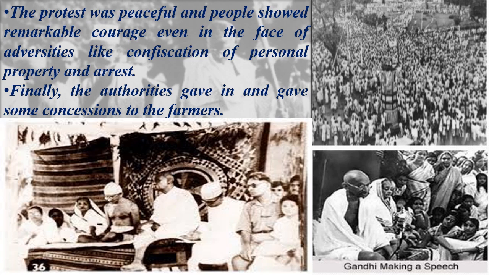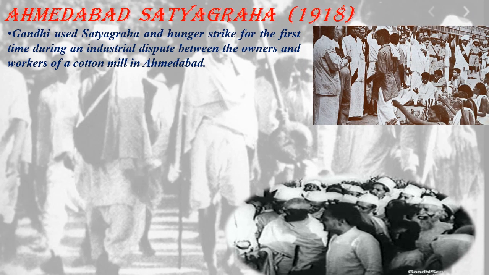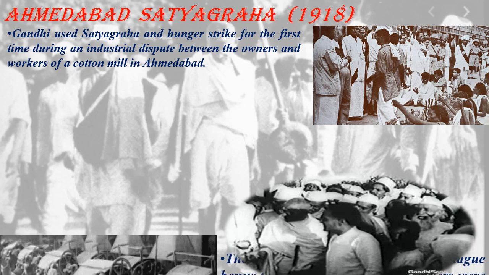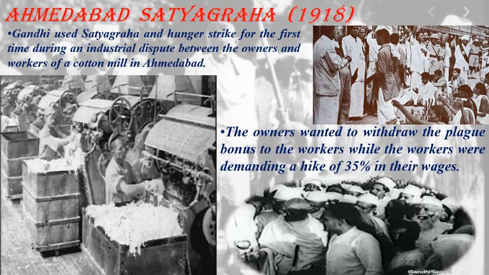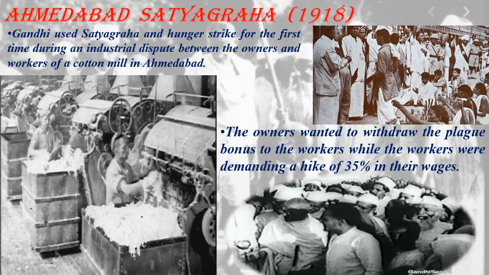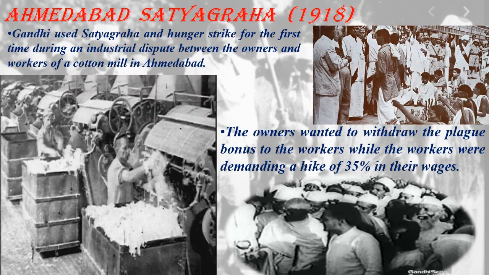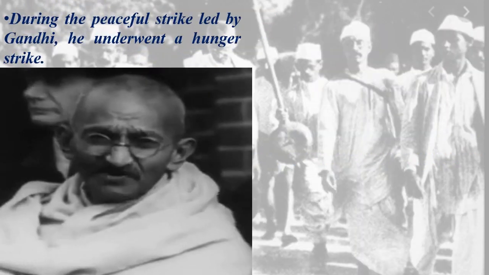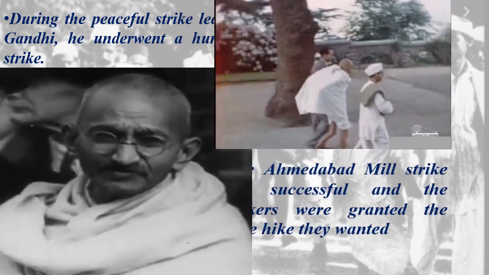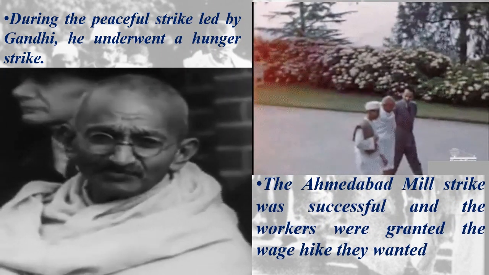We'll move ahead to learn about the Ahmedabad mill strike. Gandhiji used satyagraha and hunger strike for the first time during an industrial dispute between the owners and workers of a cotton mill in Ahmedabad. The owners wanted to withdraw the plague bonus to the workers while the workers were demanding a hike of 35% in their wages. During the peaceful strike led by Gandhiji, he underwent a hunger strike. The Ahmedabad mill strike was successful and the workers were granted the wage hike they wanted.